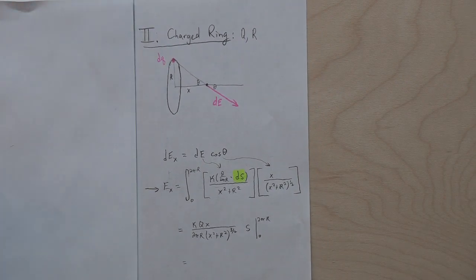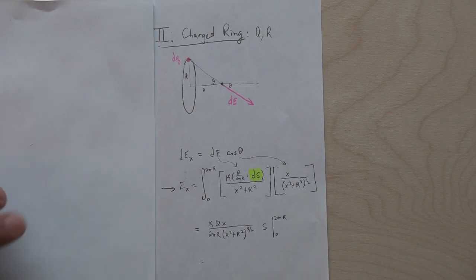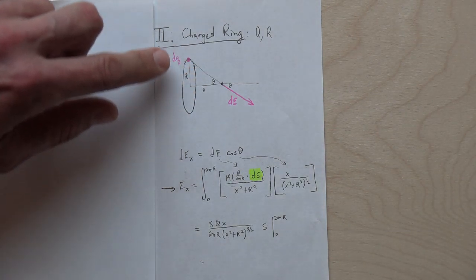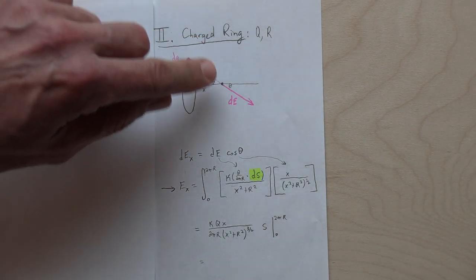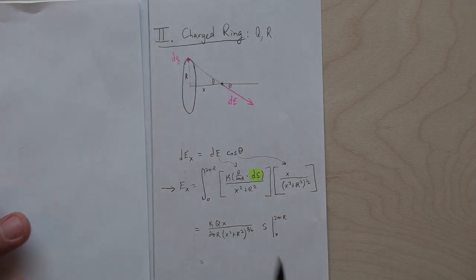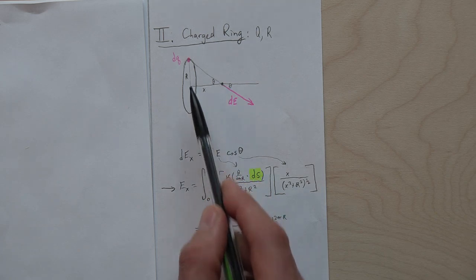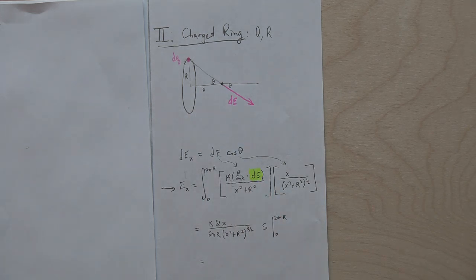So this is like maybe a bicycle tire. Okay, that's actually what I used in class, the bicycle tire. And if you rub the rubber tire with fur, you might accumulate a charge on that rubber tire. So we want to find the electric field along the axis, some distance x from the center of the arc of the tire or the ring.